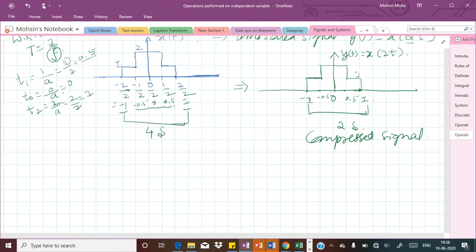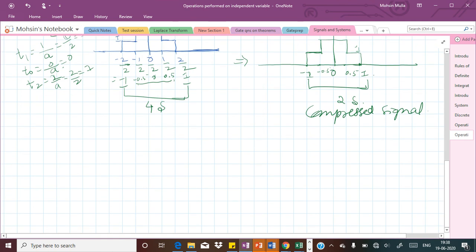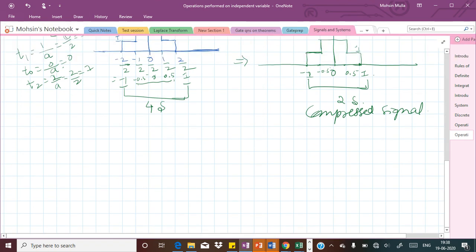Okay, so you can try to watch the YouTube video to understand this more clearly. Okay, so now let us see another case. Already we have seen that the value of a is greater than 1. Now let us say the value is less than 1. So in that case, what will happen to the signal?